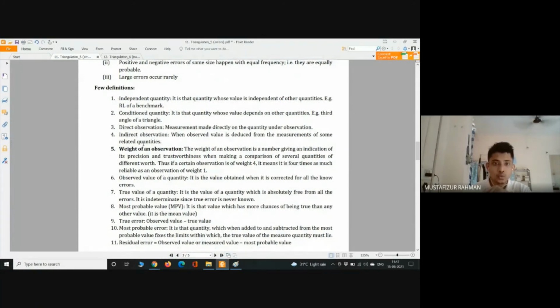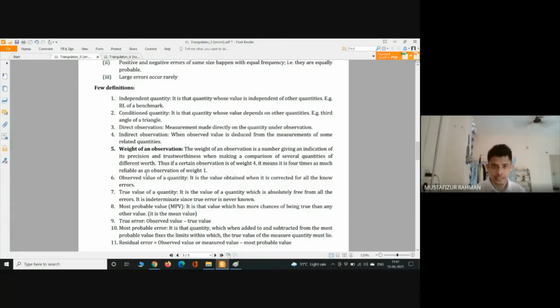One definition is weight of an observation. What is weight of an observation? Say there is one data, we measured it only once. There is another data that we measured 4 times or 5 times. Because we measured the other data only once, and this data we measured 5 times, the weight of the second observation is higher.